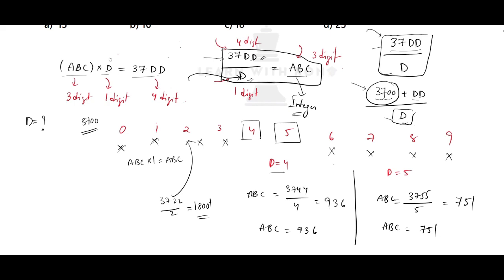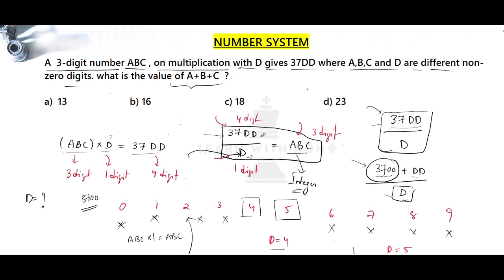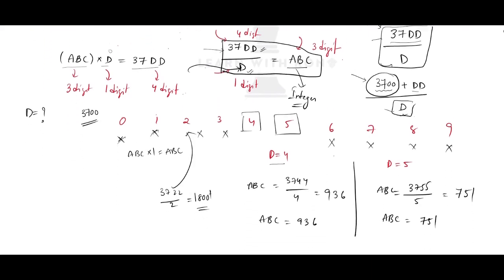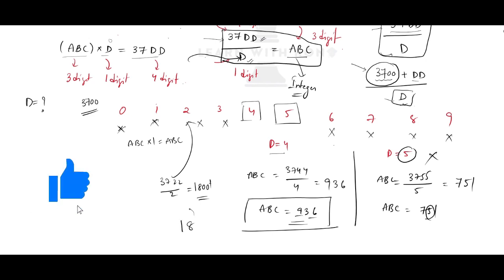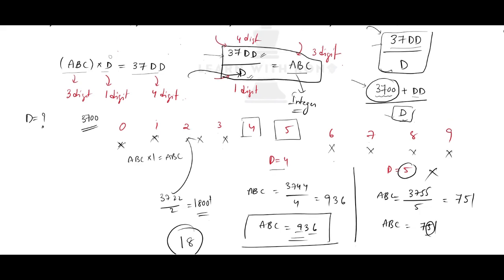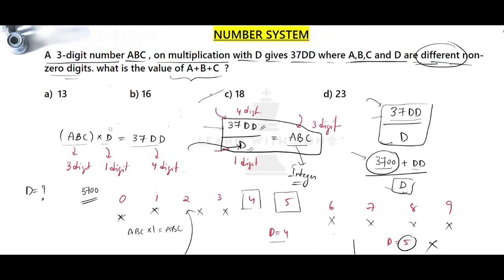Now here is the important thing we need to see in the question. A, B, C, D are different non-zero digits. Here, different non-zero digits. A, B, C, D are unique numbers. But here D equals 5 and we also got B equal to 5. So D is not equal to 5. So our answer is D equals 4, ABC is 936. We need to find A plus B plus C. 9 plus 3 plus 6, so A plus B plus C was 18, which is option C.